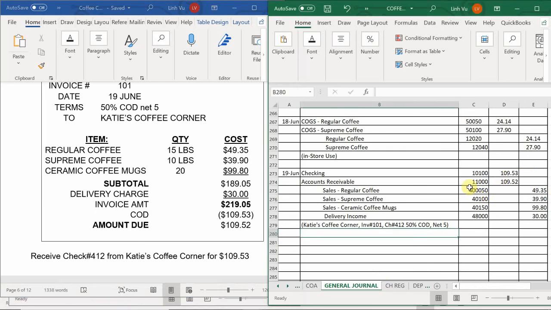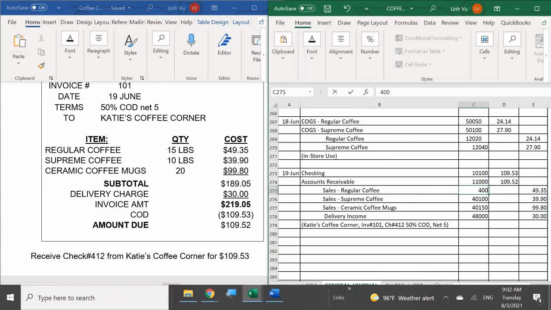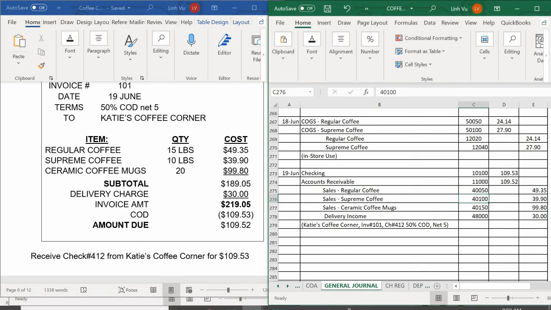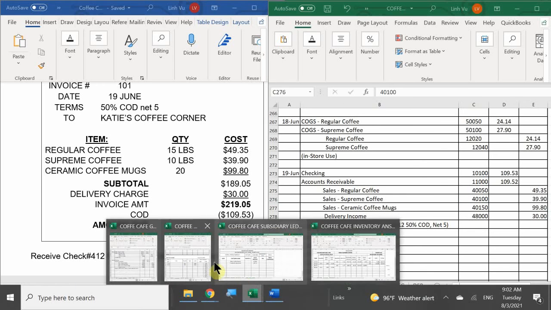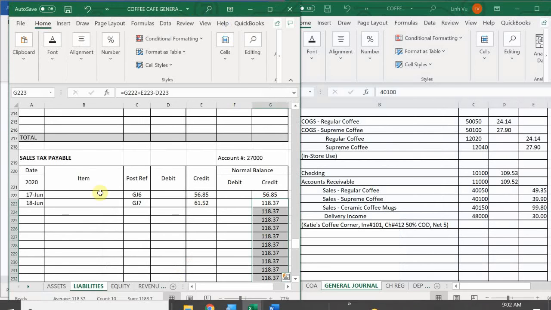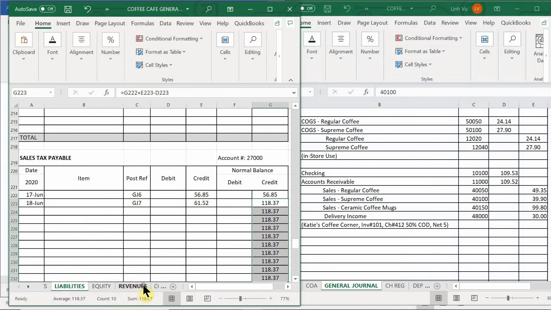No, we have no liabilities here. So therefore, I don't need to be in my liabilities. Where do I need to be? You need to be in revenues. You need to be in your revenues. Good. So revenues.